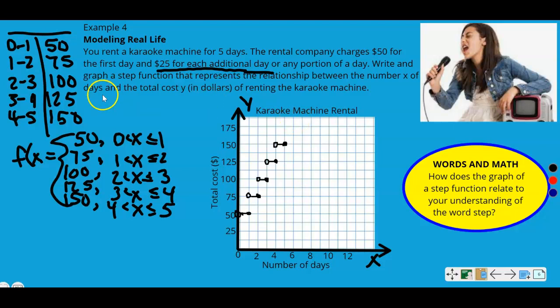So for this one, organize your information, make sense of the problem. Making a table of values helps. Write your function and then graph the function.